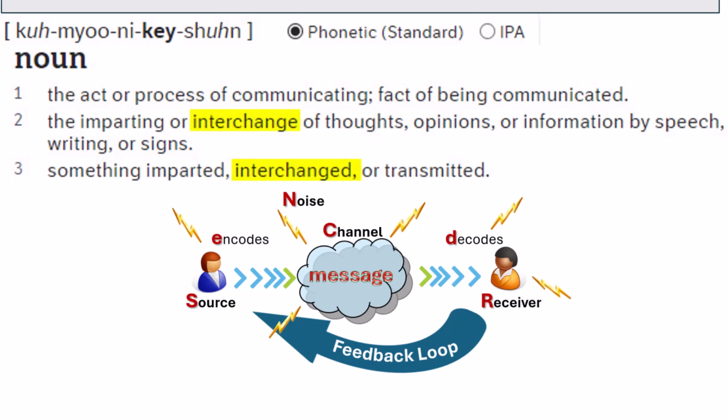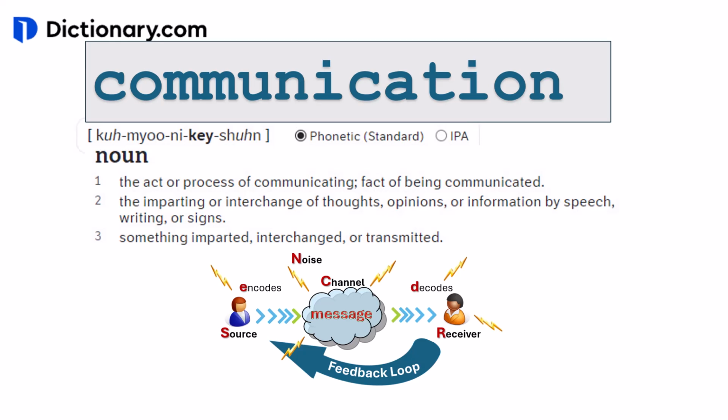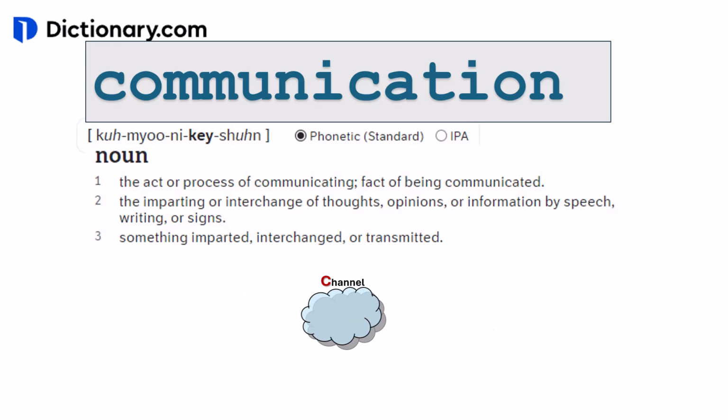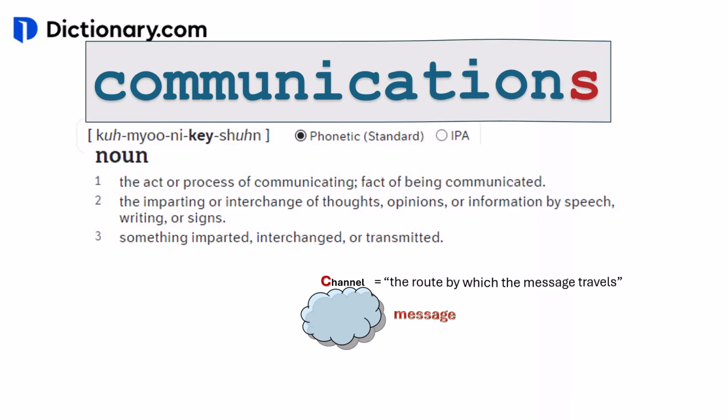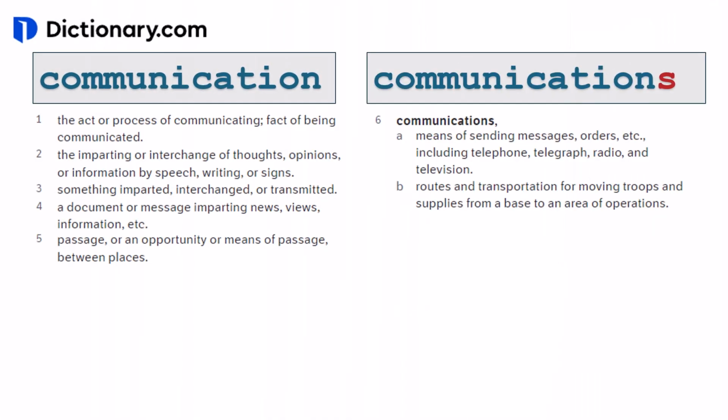part of the definition. Before we move on to the plural of communication, let's focus on the channel in the communication process. It's been defined as the route by which the message travels. It's how the message gets from the source to the receiver. It could be via a face-to-face speech, a letter delivered by the post office, radio, television, social media, even a physical touch.